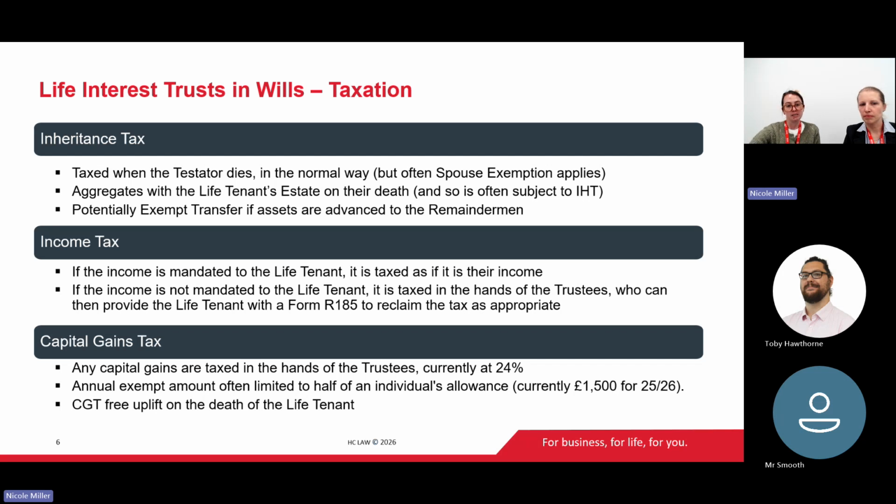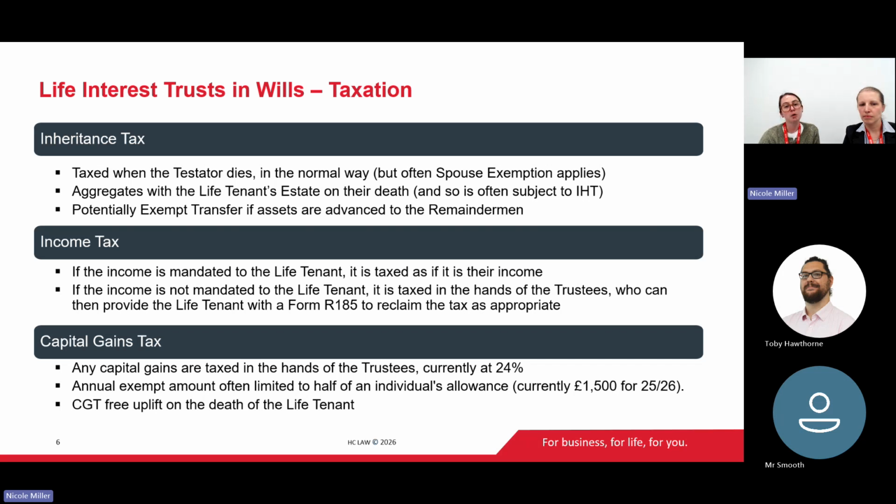So just drilling down a bit more on the taxation point, as I say, it's taxed when the testator dies in the normal way. Again, often spouse exemption applies. We've just covered that it aggregates with the life tenant's estate on their death. So as I say, it's often subject to inheritance tax at that point.